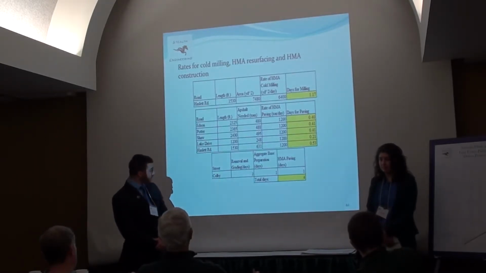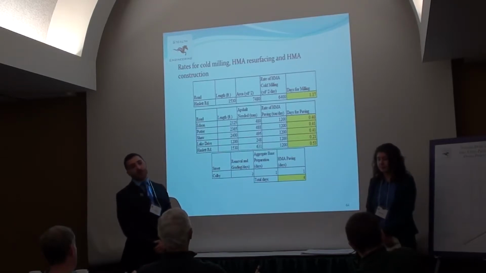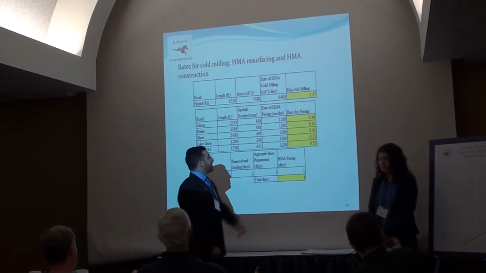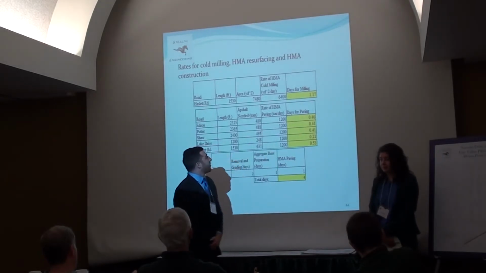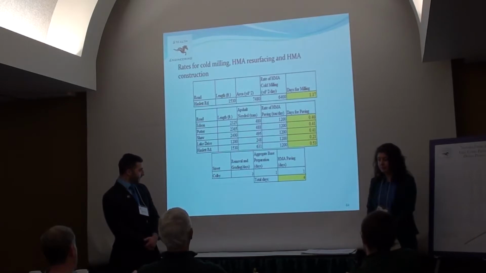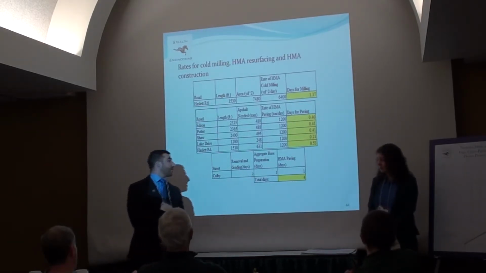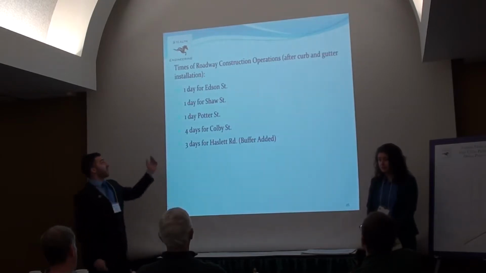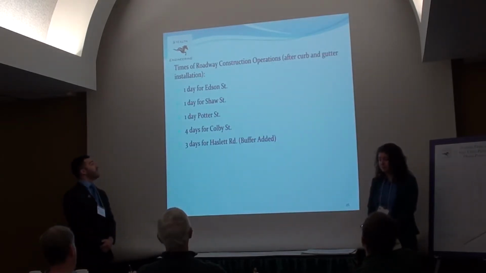That being said, construction operations for Hazlet Road will be done 1 lane at a time. So a day buffer was added to this total of approximately 2 days to bring it to 3 days. And finally, for Colby Street, we anticipate construction to take approximately 4 days. Just reiterating the amount of time for paving operations to take place for each road.